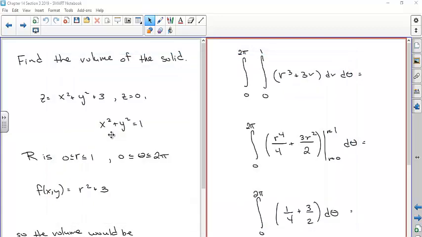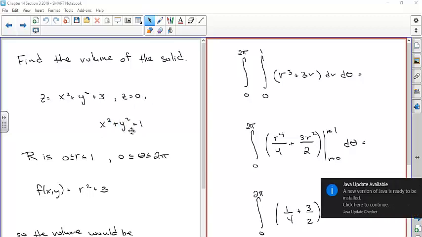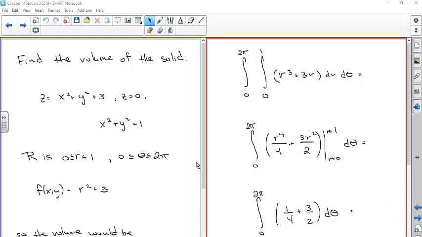So that's a paraboloid. It's bounded on the bottom by the xy plane, which is z equals 0. And then we have a circle of radius 1 in the xy plane. And above it we have this paraboloid, which starts at z equals 3 and then it goes up. So it opens up.